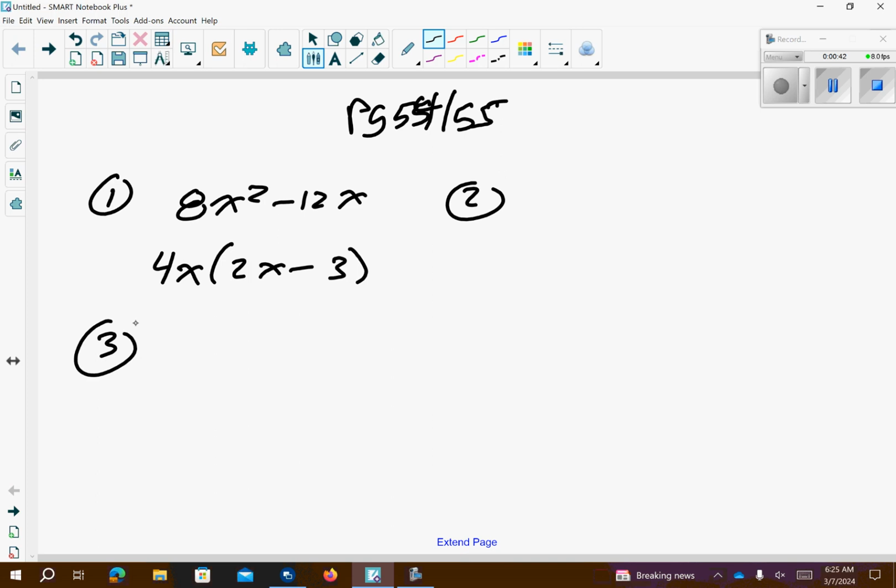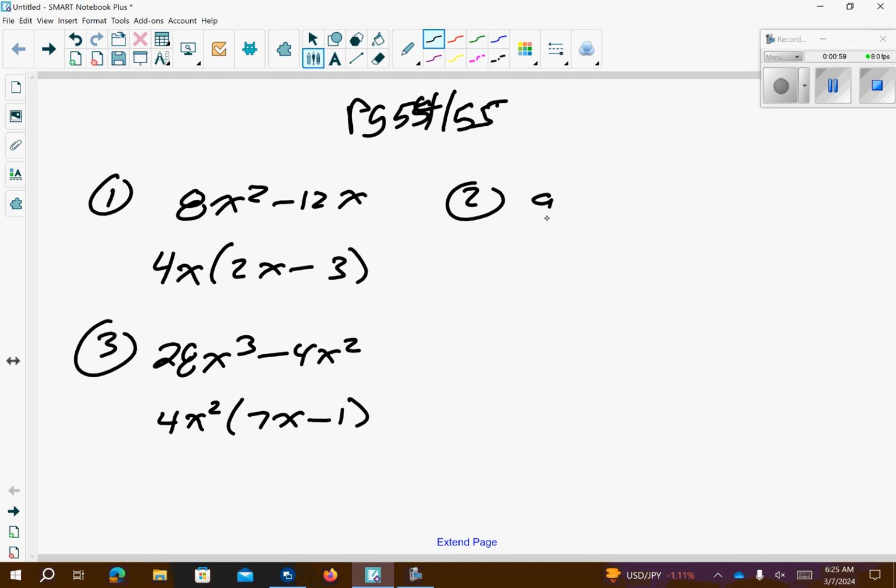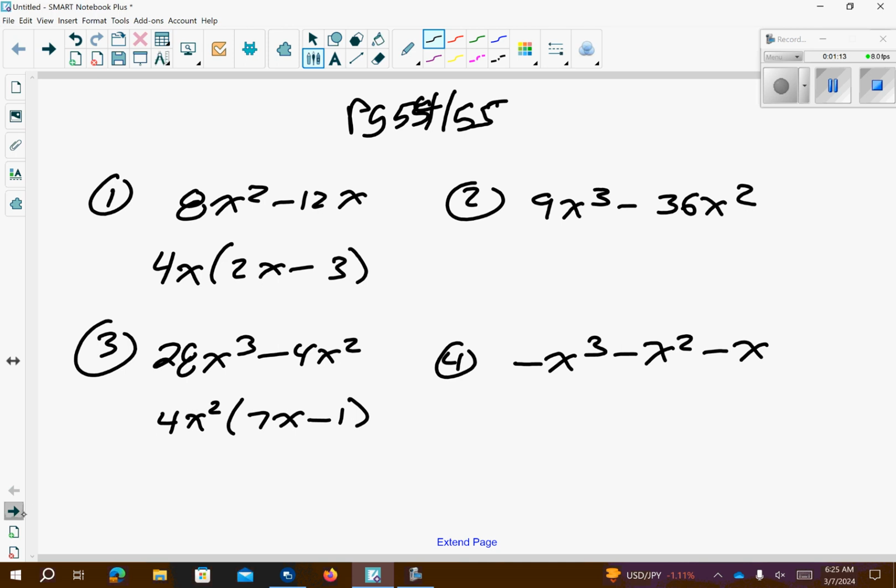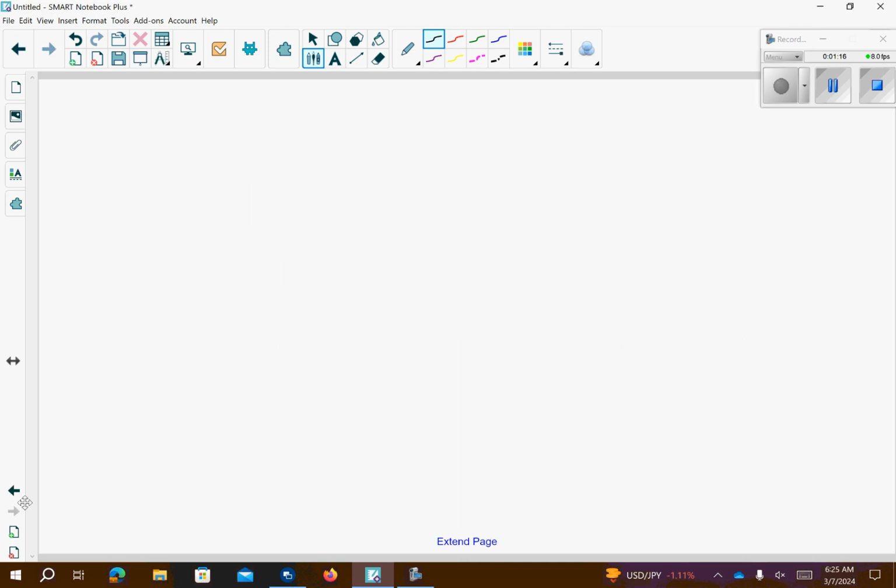Number 3, we have 28x to the third minus 4x squared. I can factor a 4 out of both of those, and I can also take an x squared out. That's going to leave me 7x minus 1. I'm going to go ahead and write number 2 here, and also number 4 here. I'll come back to those later. After this, I'm done with the odds to show you how to work those, but you should try those before you go on.